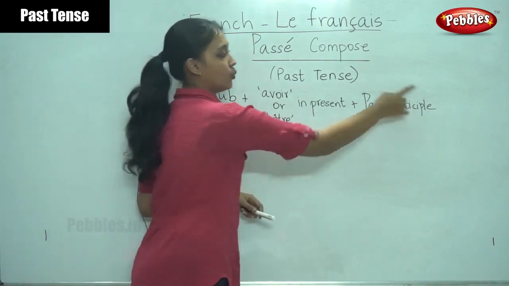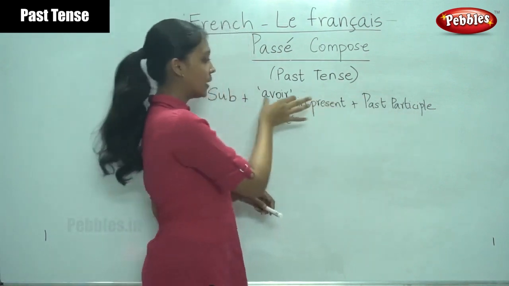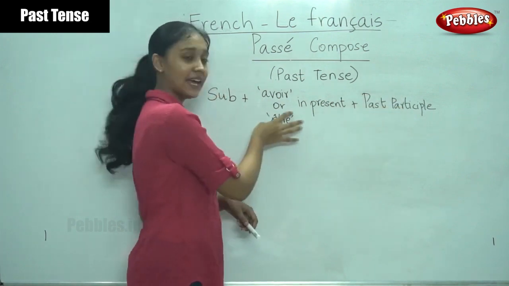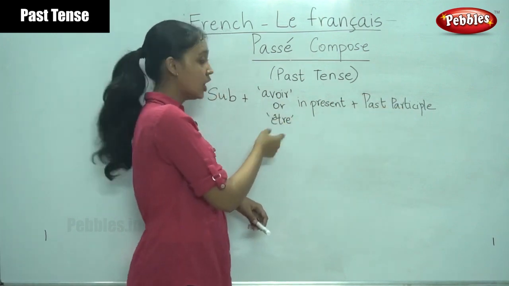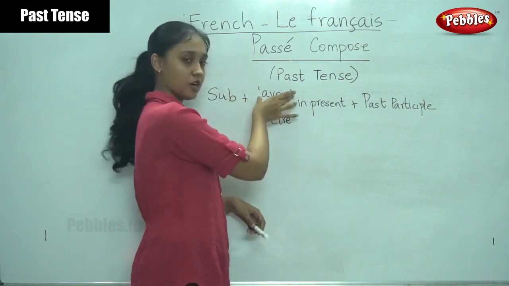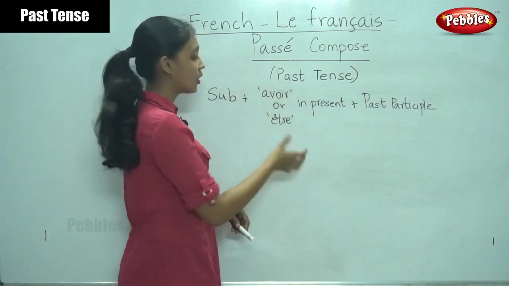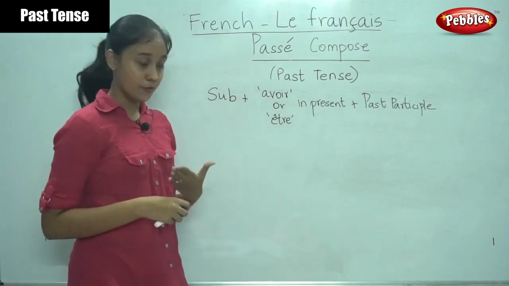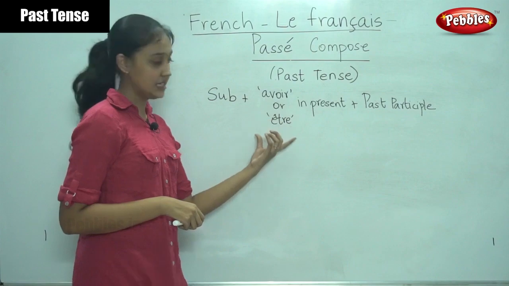For example, when a particular verb comes here, you will have to use avoir, and when another verb comes, you will have to use être. We are going to learn for which verbs we are going to use avoir and for which verb we are going to use être conjugation. I will now give you a list of verbs for which we will use each of these verbs.